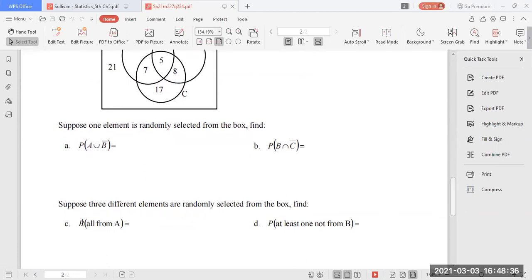Number 4 CD: suppose 3 different elements. Because it's different, whatever you already selected, you don't put it back. If you put it back, you may end up selecting it again. Then the condition of that box earlier would be the same as the condition of that box right now, so the probability would be the same. But that's not what we are doing. The keyword is different elements.